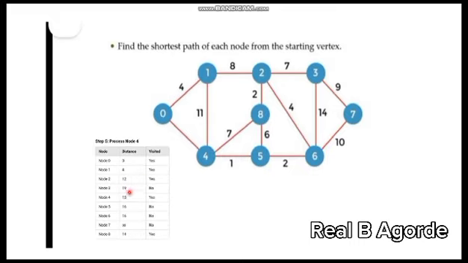Now we process node 4, which has the shortest distance of 15. From node 4, we reach node 5 with a weight of 1, updating the distance to node 5 as 16. Again, no update for node 8 as its distance is already smaller.